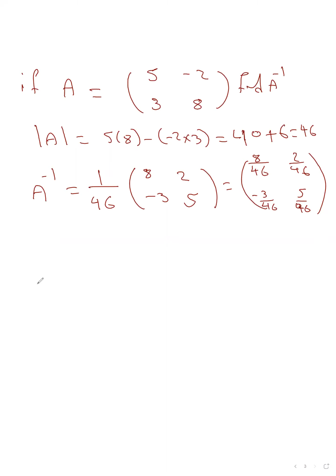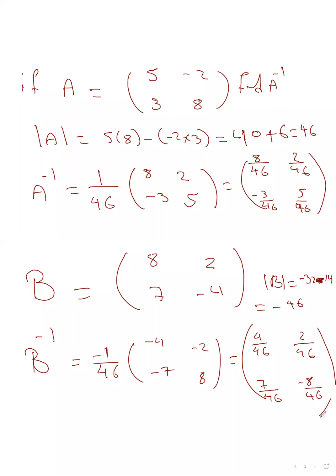Okay, another one, B equals 8 and 2 7 and negative 4. Please find the B power of negative 1. Okay, يلا بسرعة. في أي مشكلة فيها؟ يبقى the inverse of A and inverse of B. في أي مشكلة؟ طيب. لا يا مستر.